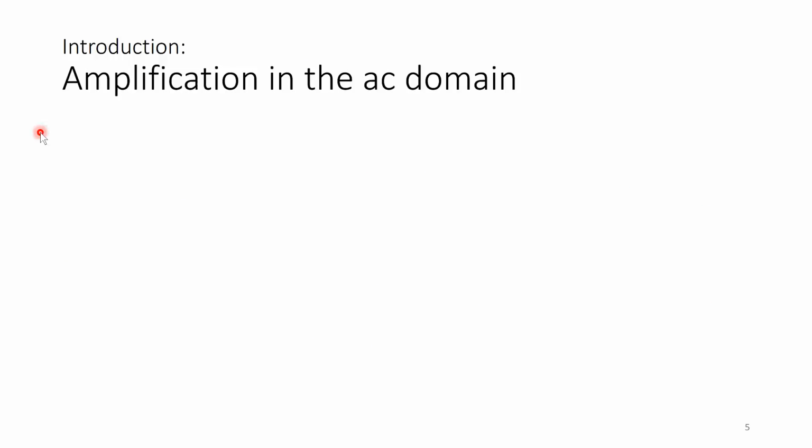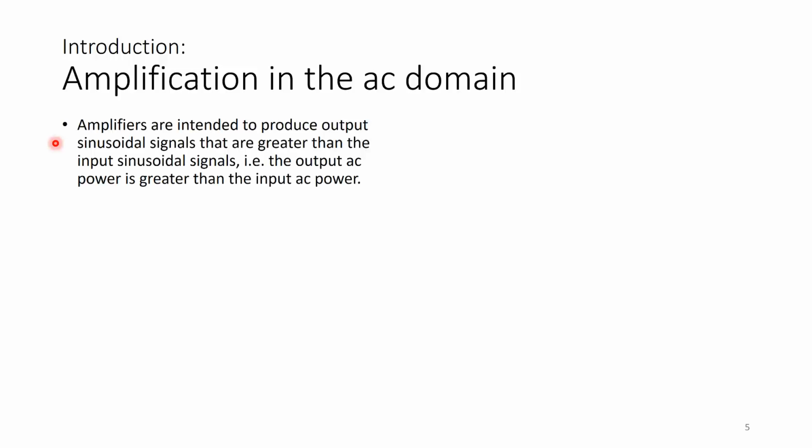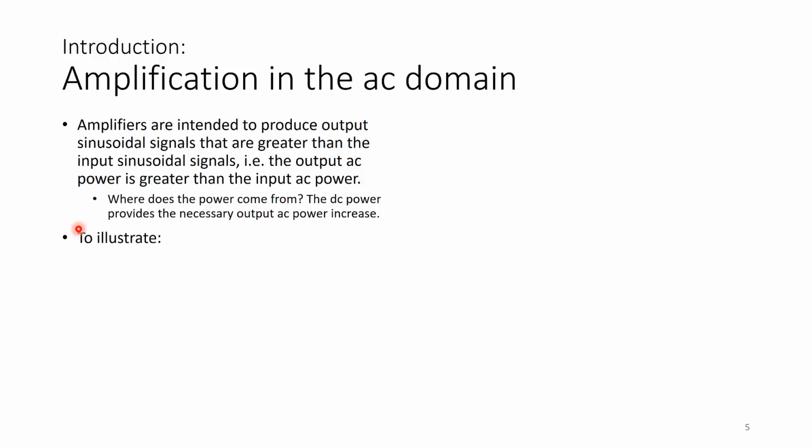So, amplification in the AC domain. In this slide, we'll talk about the conservation of energy a little bit. Amplifiers are intended to produce output sinusoidal signals that are greater than the input sinusoidal signals, i.e. the output AC power is greater than the input AC power. The question is, because of the conservation of energy, where does this power come from? The DC power actually provides the necessary output AC power increase. So the DC biasing circuit not only biases the BJT at the Q point, but it also provides the DC power that is necessary for the amplification to take place.